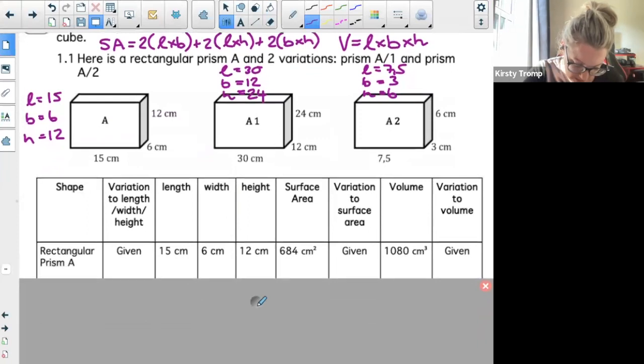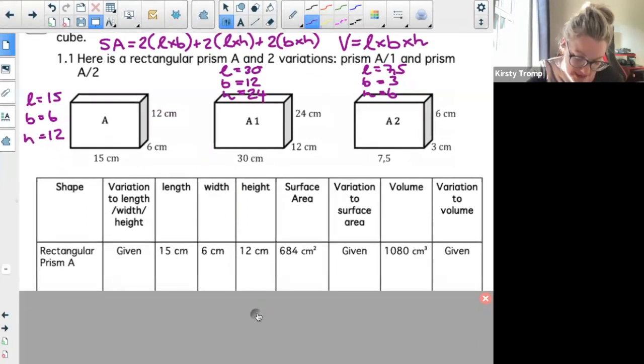my first question says to me, for rectangular prism A, ignore this word variation for now. We're going to look at those a little bit later on. But for rectangular prism A, I've got a length of 15, just like we said. I've got a width or breadth, same thing. I'm going to put here B as well. So length, breadth, height of 6. And I have a height of 12. So they went and they calculated the surface area for us. They're very kind.